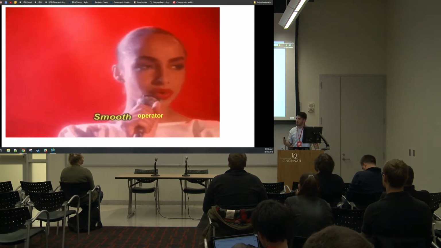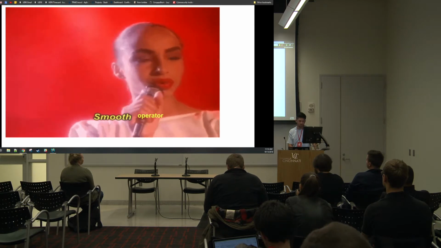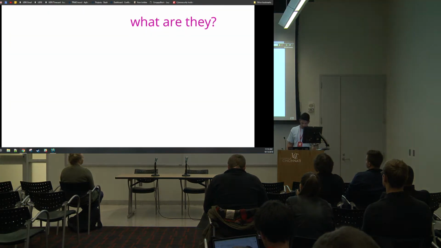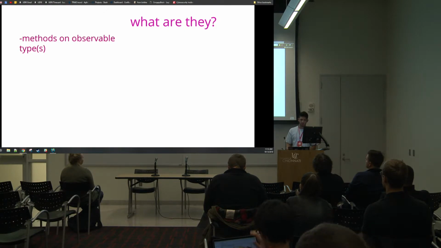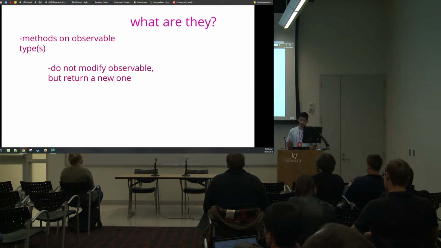You can put operators on observables, which do exactly what you think, operate on observables. So what are they? Methods on the observable type. They'll never modify the observable that you call them on, which is parallel to functional programming where you have pure functions which don't modify your state, they just give you a new one. This helps you keep consistency and prevents weird errors that you don't know.